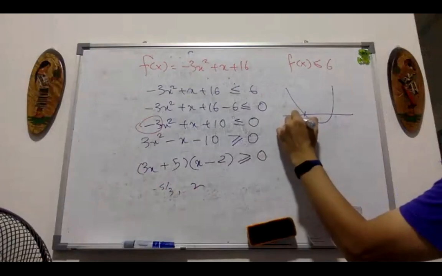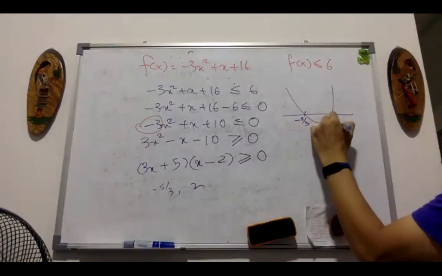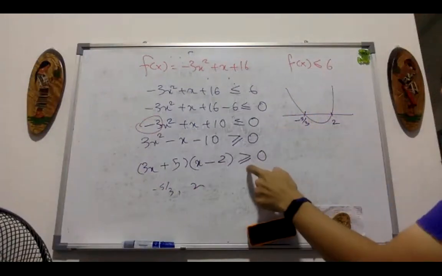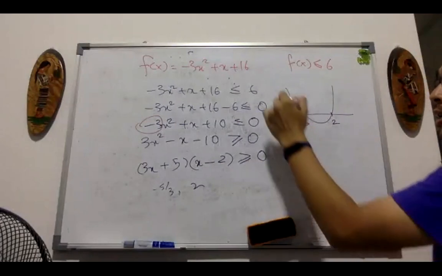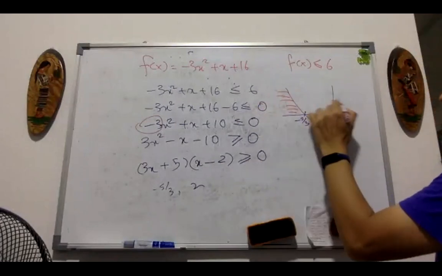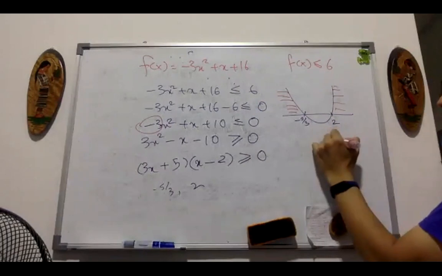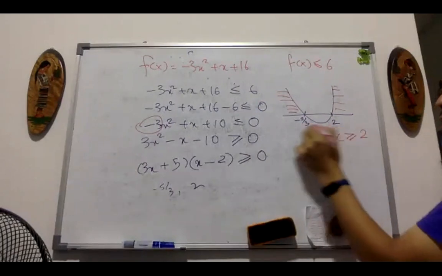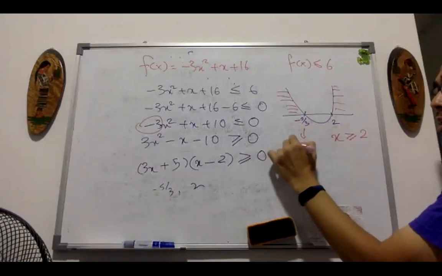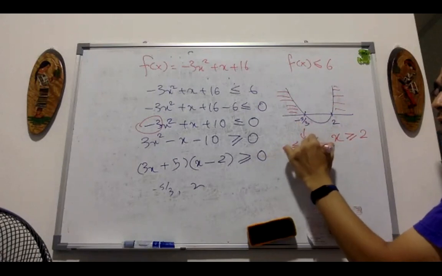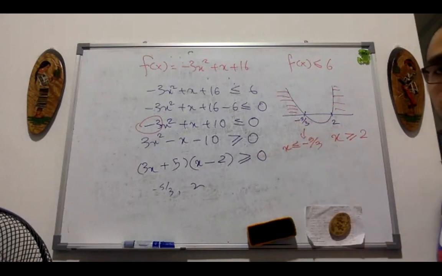Which we put into here, minus 5/3 and 2. And since we're shading above 0, so we're shading this part. Therefore, your answer will be x is more than or equal to 2, and the other one will be x is less than or equal to negative 5/3.